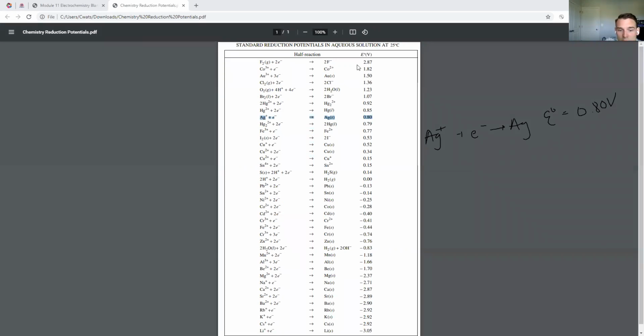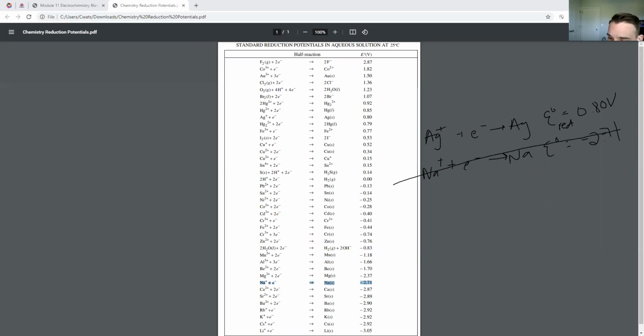The next one is the one for sodium. So we got to find sodium. It's all the way down here. So then Na plus an electron gives me the sodium. My E naught is negative 2.71. Now, the rule was the most positive one is reduced. So this is the reduction.